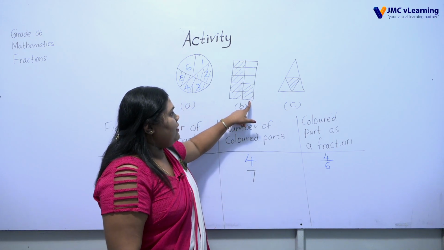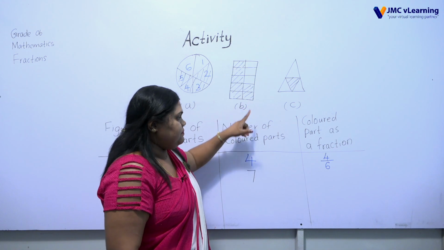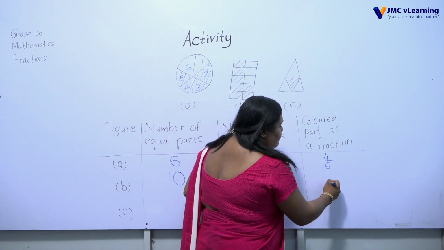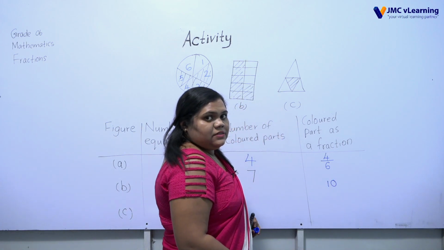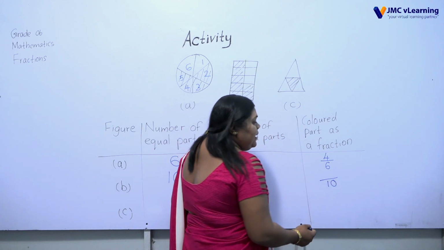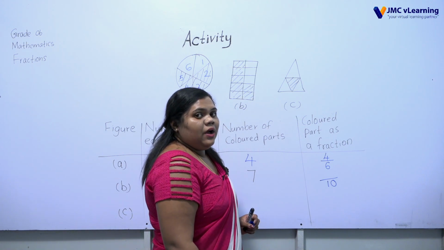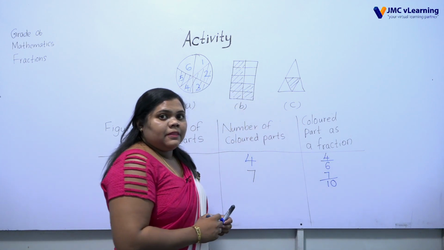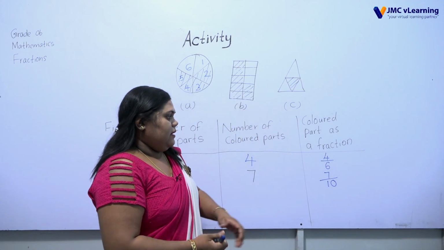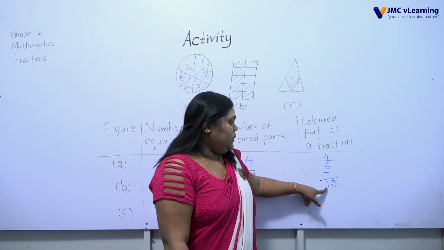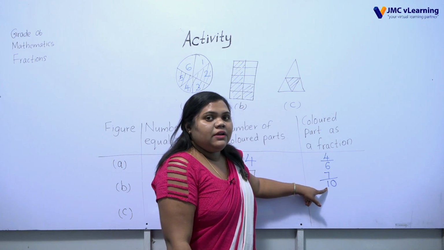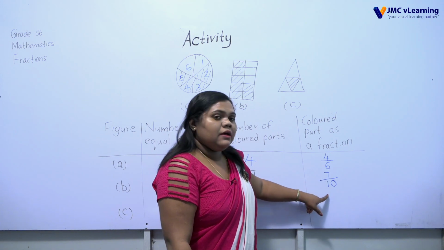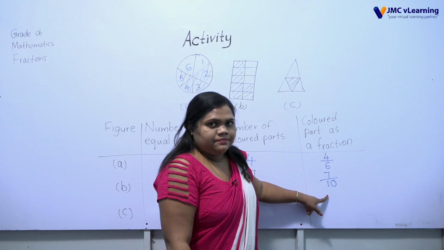So, how can we write this one as a fraction? Down, you have to write the number of equal parts. And you want to draw a line. Above the line, you have to write the number of colored parts. 7. Okay, children? How can we read this? We can read this one as 7 out of 10. Are you clear? 7 out of 10.